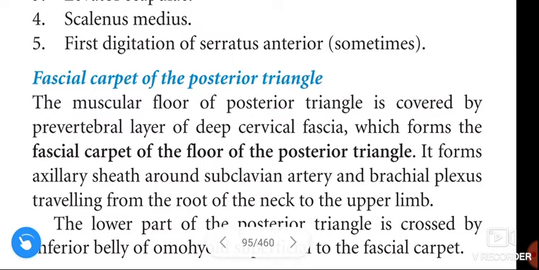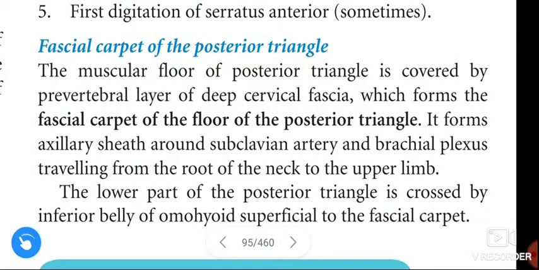Next, fascial carpet of the posterior triangle. The muscular floor of the posterior triangle is covered by the prevertebral layer of deep cervical fascia, which forms the fascial carpet of the floor of the posterior triangle. It forms the axillary sheath around the subclavian artery and brachial plexus traveling from the root of the neck to the upper limb.